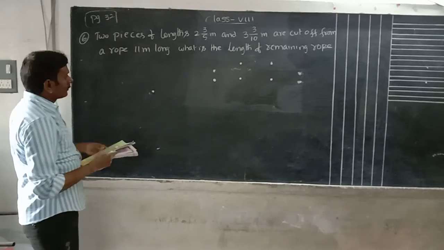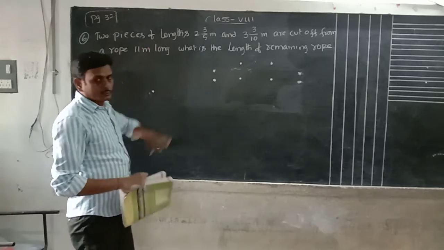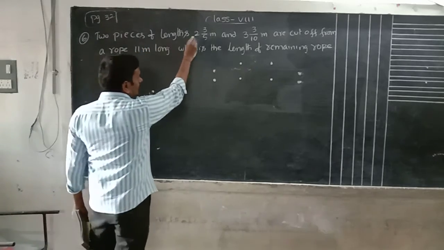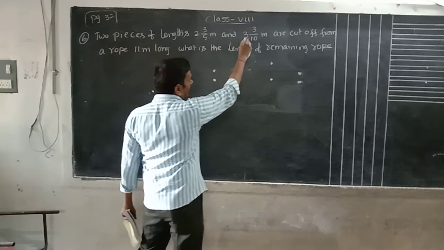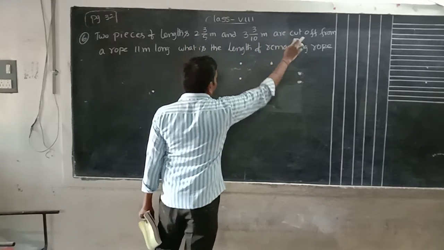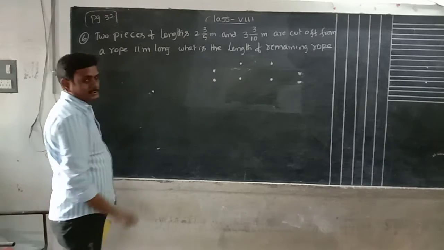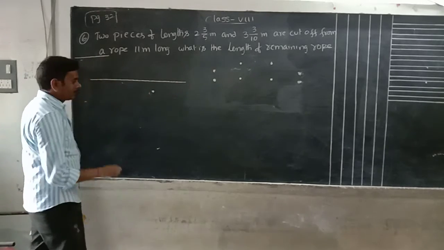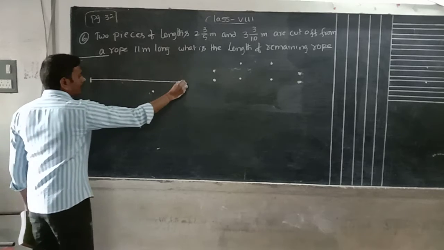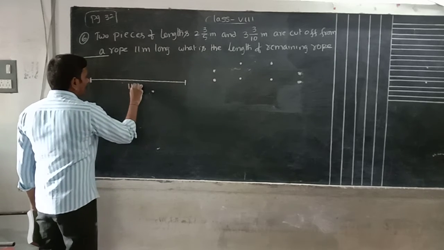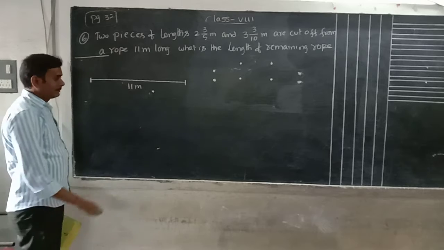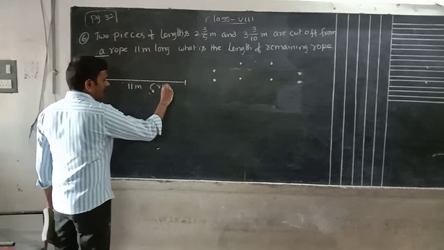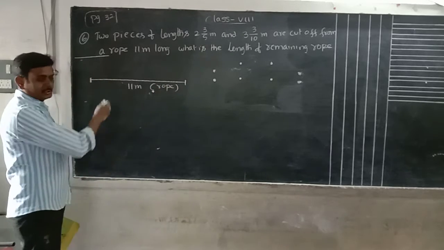Look here, one rope is there. Two pieces of length 2 3/5 meters and 3/10 meters are cut off from a rope 11 meters long. From here to here, what is the length of the rope? This is one rope, and its length is 11 meters.